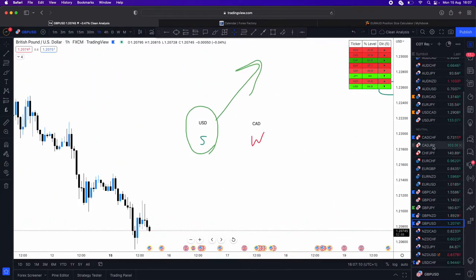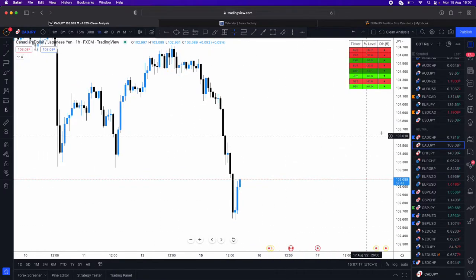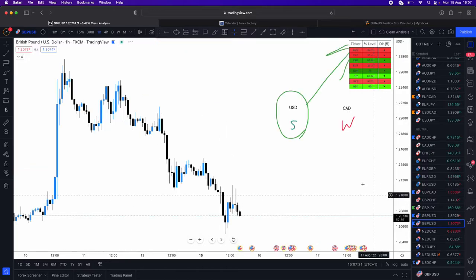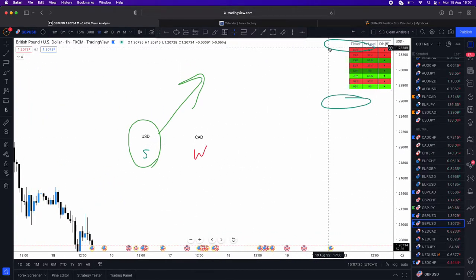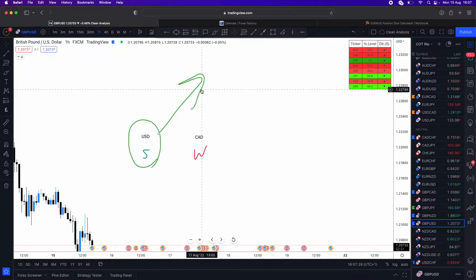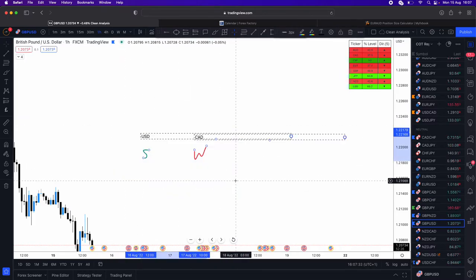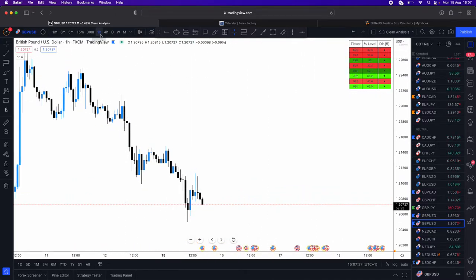If I was to go to CAD JPY, like we said, that should be coming down because we had a weak CAD and we had a strong JPY pushing price down. So that's how you determine which direction prices are probably going in from your currency strength indicators. And the thing with them is you can't just use them in isolation. They're really good to give you an idea of what's going on in terms of price action and stuff like that.